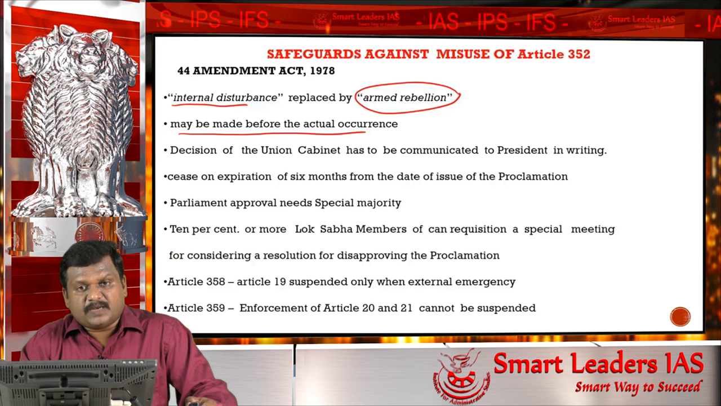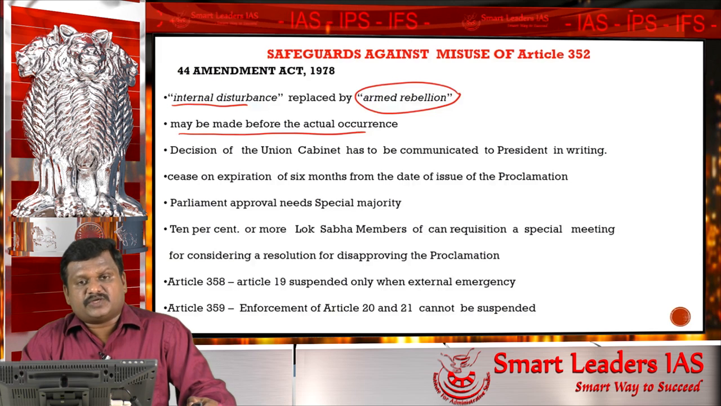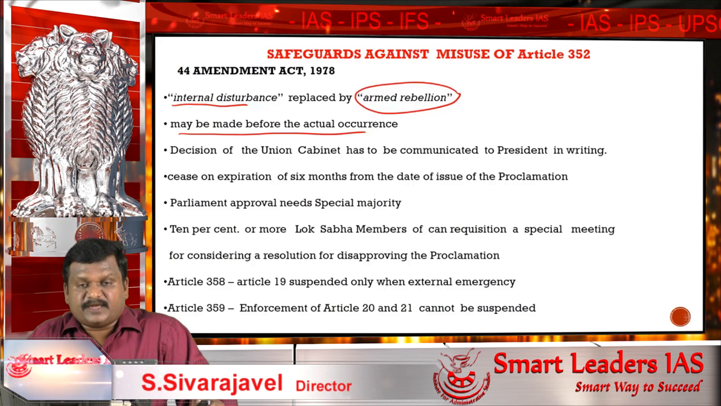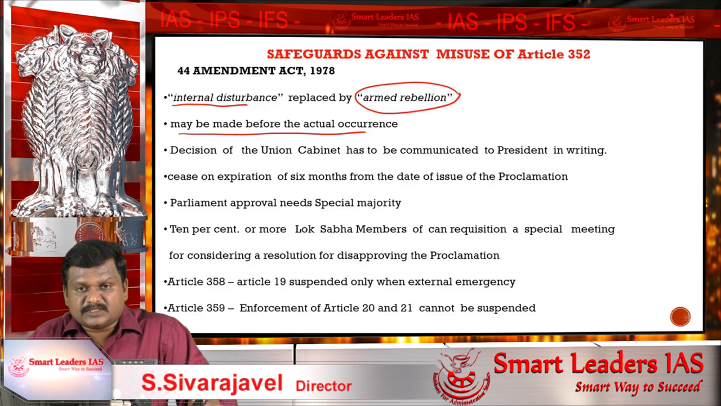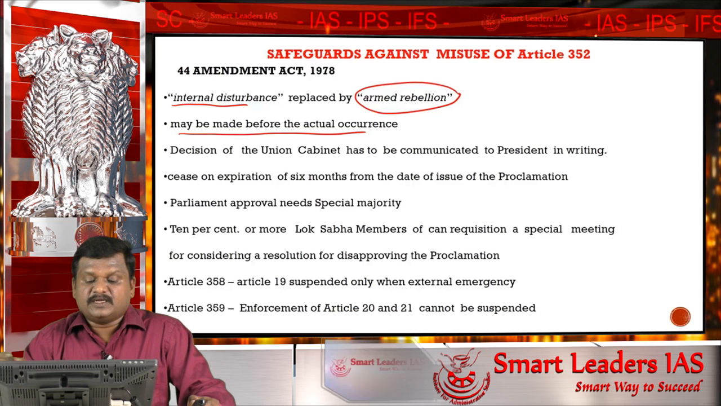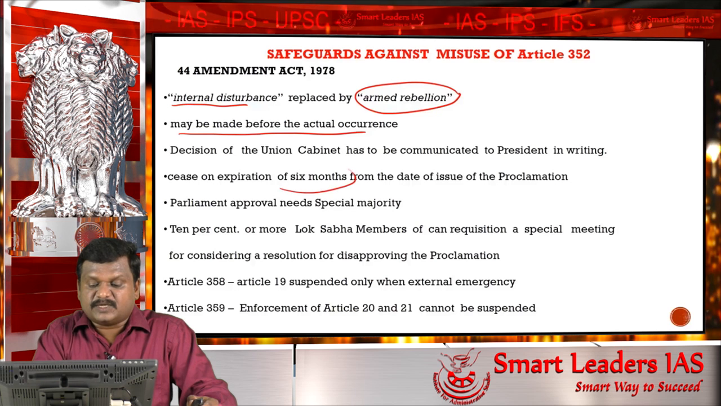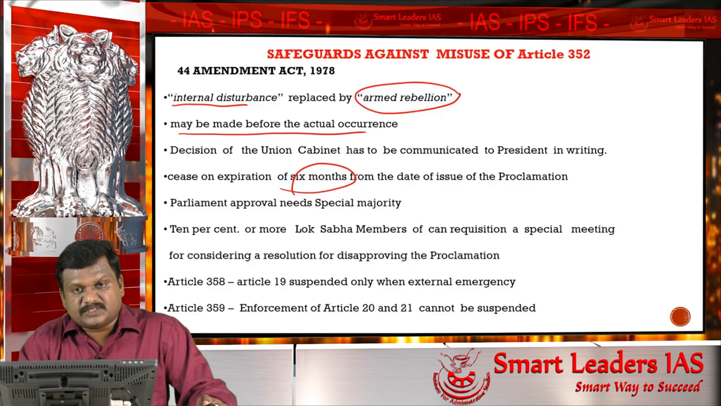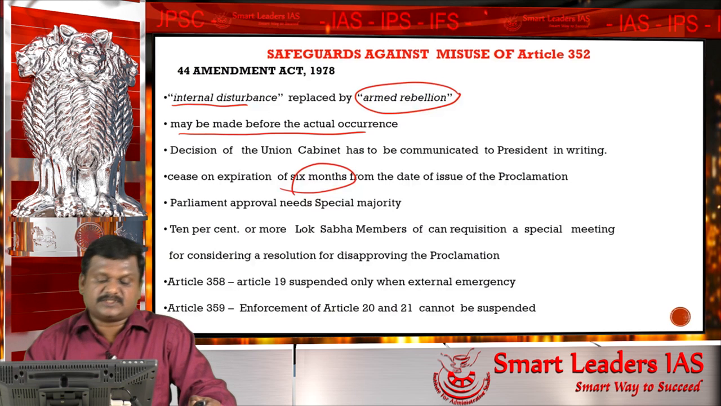Earlier, once Parliament approved the presidential proclamation of national emergency, it would continue for an infinite time period. Now a time limit is imposed by the 44th Amendment Act, so it should be only for 6 months. But any number of times you can impose national emergency, each time only for 6 months.